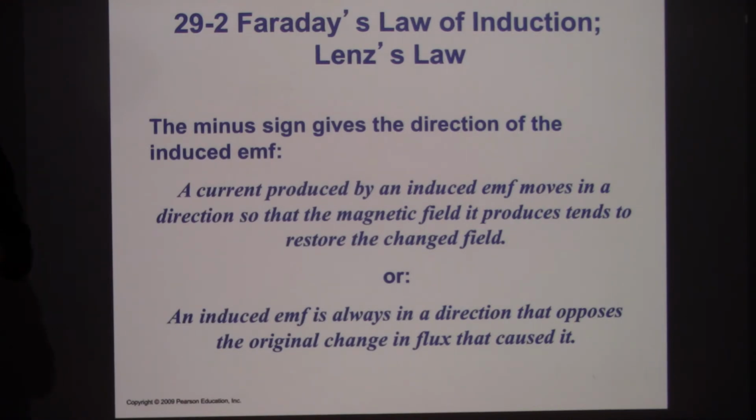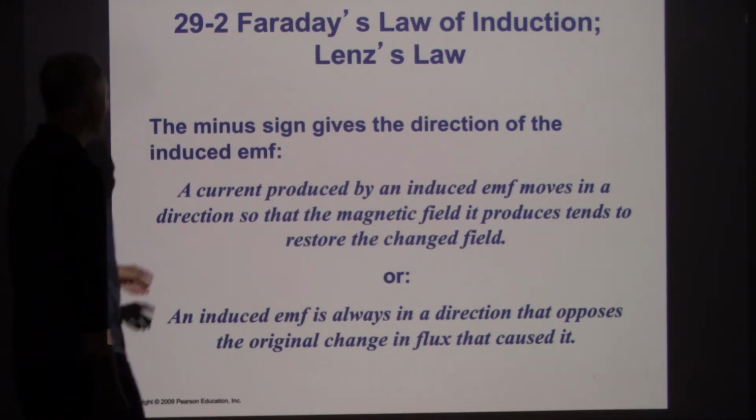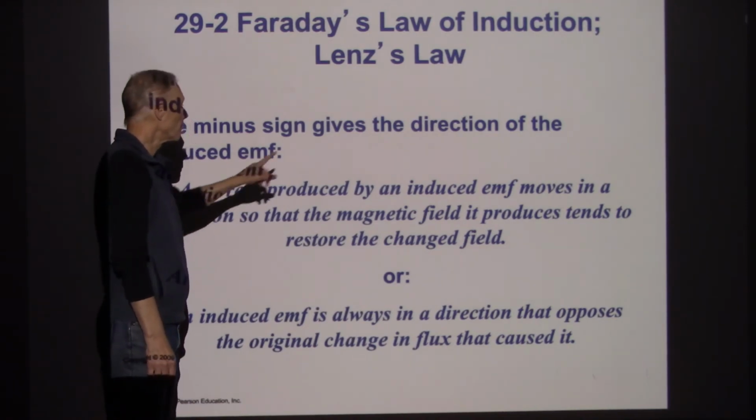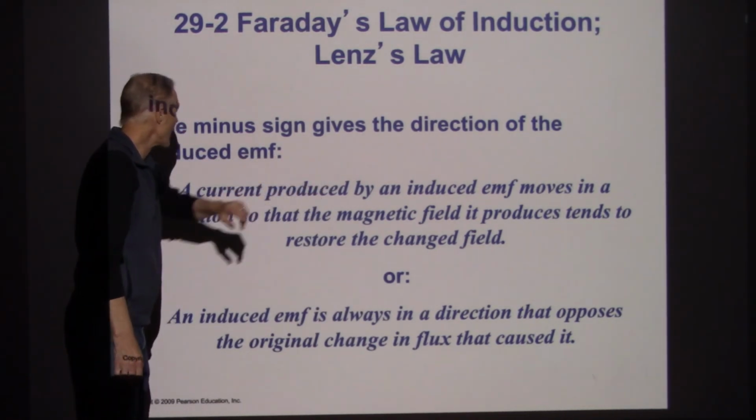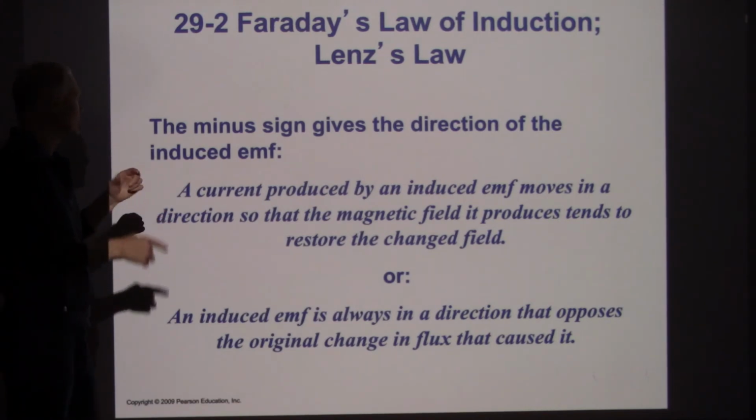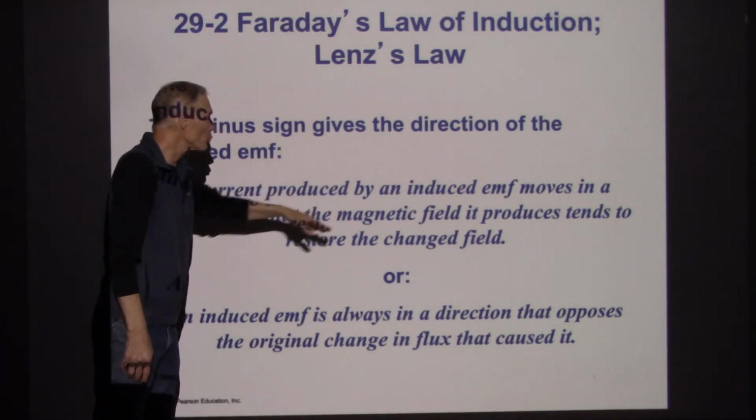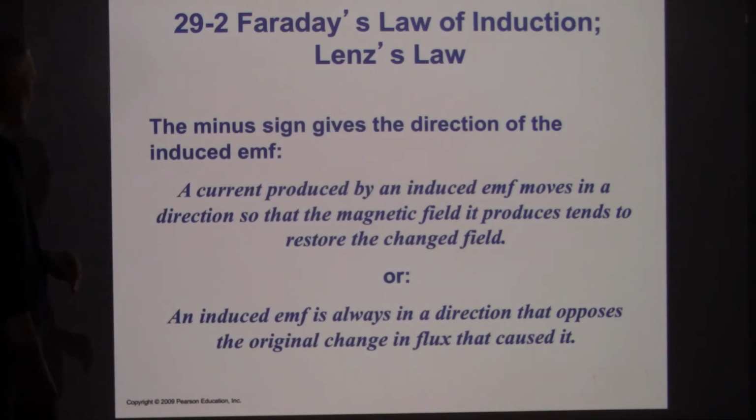Okay, now there's a minus sign in Faraday's law, and the minus sign is there to help give us direction. This is a statement of Lenz's law. Lenz's law says that the current that ends up being produced by an induced EMF will be moving in a direction that tends to oppose the existing magnetic field. So that's the direction it will be in, and Lenz's law definitely works.